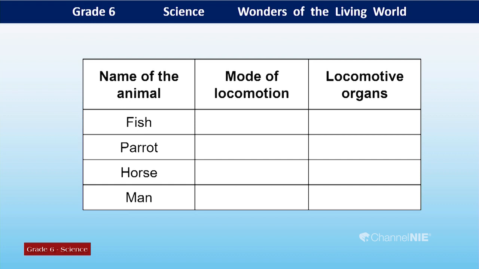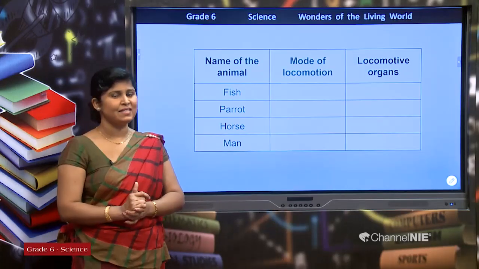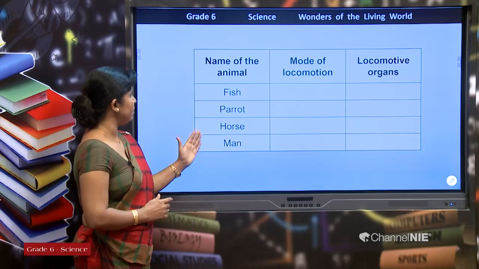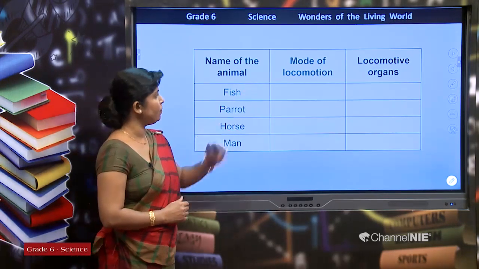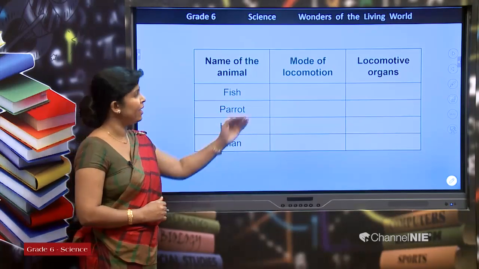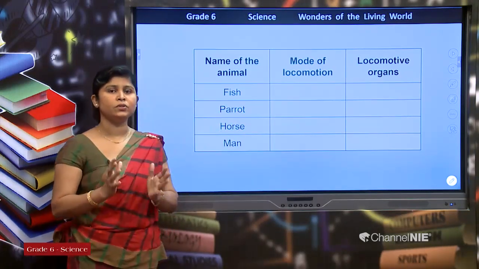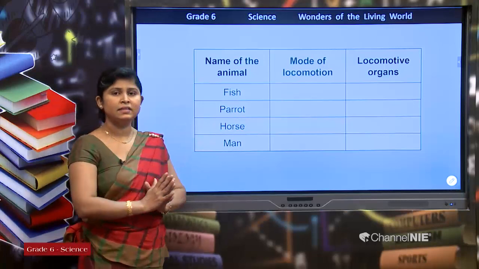Then in the second column of the grid, you have to find out the mode of locomotion of these animals. In the third column, you have to find out the locomotive organs used by the animals for locomotion. I think you can understand. Name of the animal: fish, parrot, horse and man. Then mode of locomotion to be found and locomotive organs also to be mentioned inside the table.